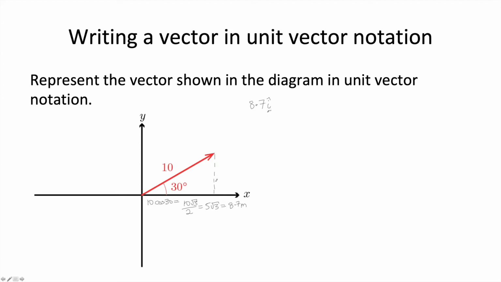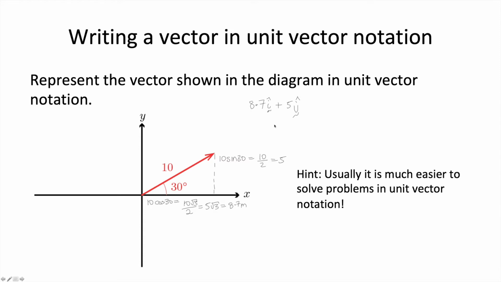And then the y direction, the j direction, is up here. So this is going to be given by 10 sine 30. Sine of 30 is a half, so this will be 10 on 2, which will be 5. So we'll have plus 5j. So that's how we write this vector here in unit vector notation.